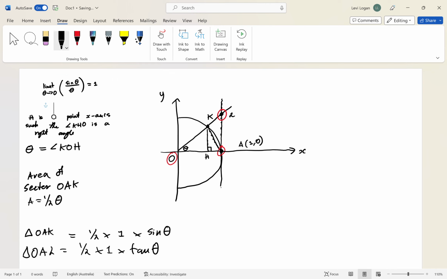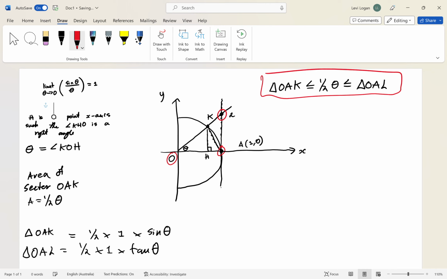Well, looking at our diagram, we can see that the area of the triangle OAK is less than the area of the sector OKA, so it's less than 1/2 theta, and that is less than the area of the triangle OAL. So finding the areas of these things, we can set up this inequality, which we can then use to create this limit.